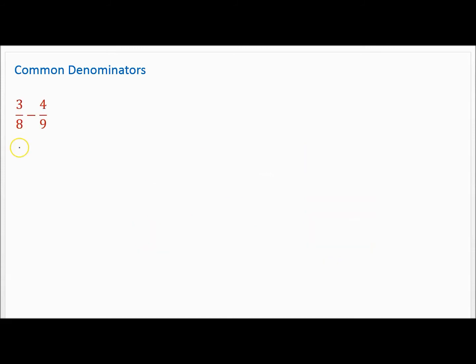So I have 3/8. I'm subtracting 4/9. First question is, do I need a common denominator? Well, I'm subtracting, so yes, I do. Do I have one? No. 8 and 9 are different numbers. So I rewrite the problem once again with plenty of space to do some calculations. Now I'm going to show you something.